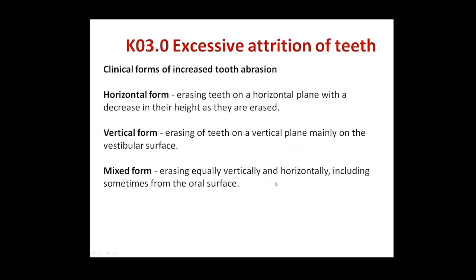And there are 3 clinical forms of increased tooth abrasion or excessive attrition: horizontal, vertical, and mixed. Horizontal form, abrasion of teeth on a horizontal plane with a decrease in their height as they are worn. Vertical form, abrasion of teeth on a vertical plane, mainly on the vestibular surface. And mixed form, equally vertical and horizontal, including sometimes from the oral surface.